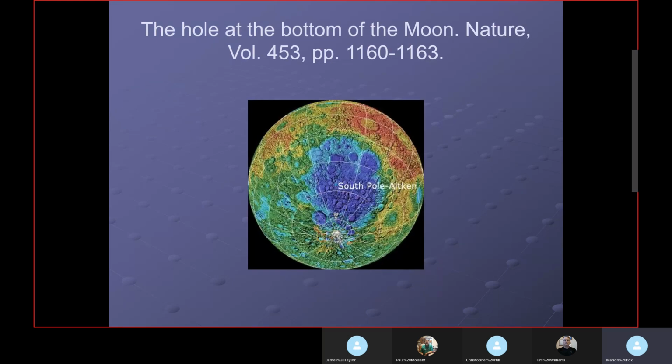Now, there's a hole at the bottom of the moon, and this is from the magazine Nature. It's a high-quality scientific magazine published in England, volume 453, pages 1160 through 1163. And this is the south pole of the moon. The moon has been impacted, and it has also antipodes on it.